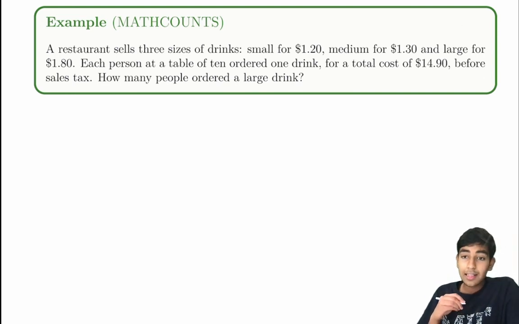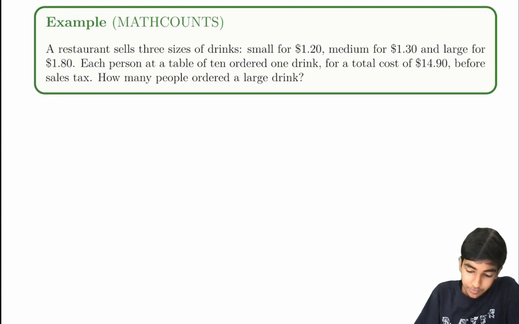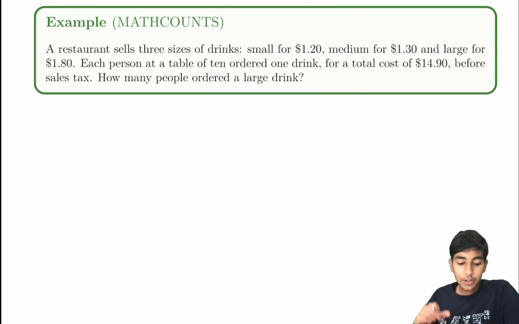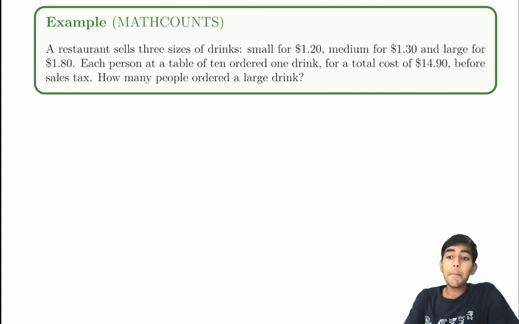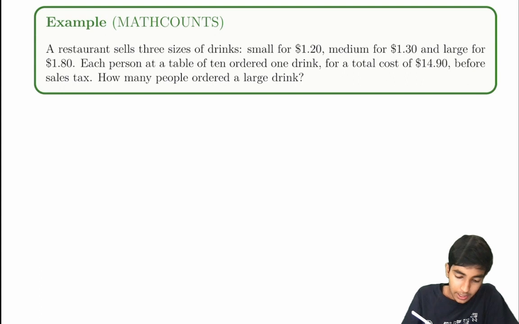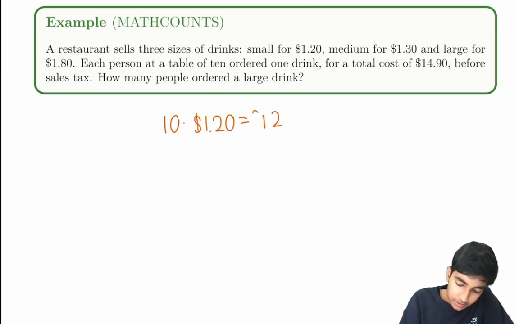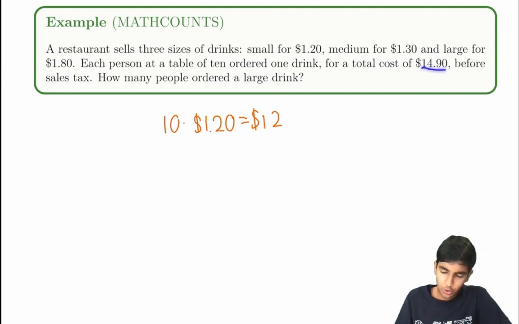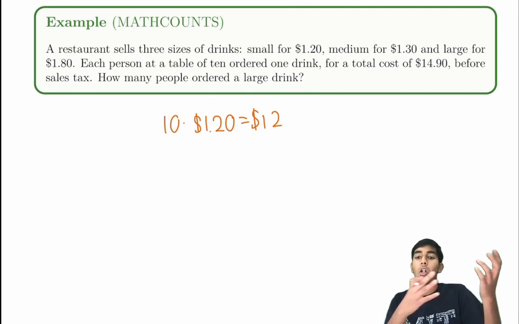So this is a classic type of problem where you want to assume everyone orders a small drink first. So what happens if everybody orders a small drink? There's 10 people, a table of 10. So if everybody orders a small drink, then the total cost would be $12. Now this is obviously not right. It's $14.90. So $12 is the cost if everyone orders a small drink.